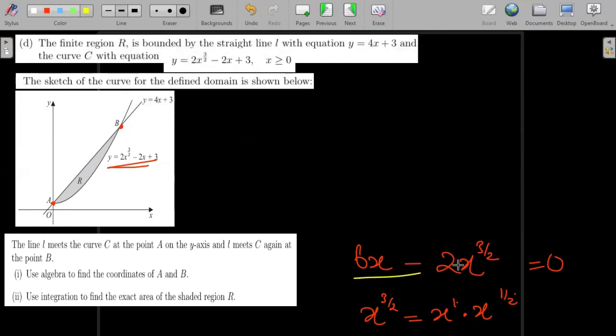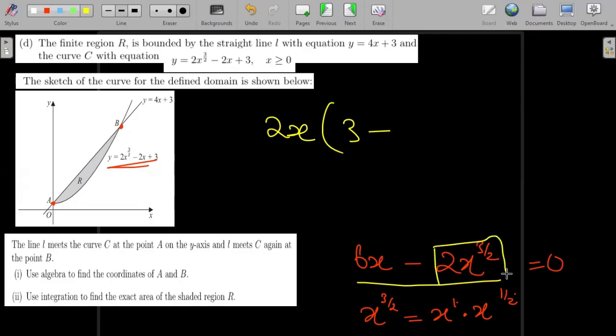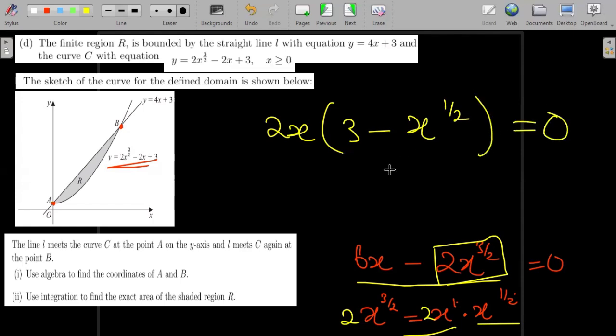If I factorize 2x from this expression, what am I going to get? If I factorize 2x here, I'm going to remain with 3. Then minus, remember this part can be written as this; I can even put 2 in front. So if I factorize 2x, I'm going to remain with this: 3 minus x to the power half is equal to 0. So that is what I remain with there. And then from here, we can equate this to 0 to find the value of x. We can also equate this to 0 to find the value of x.